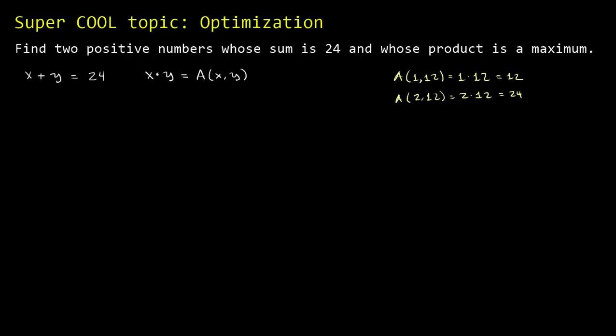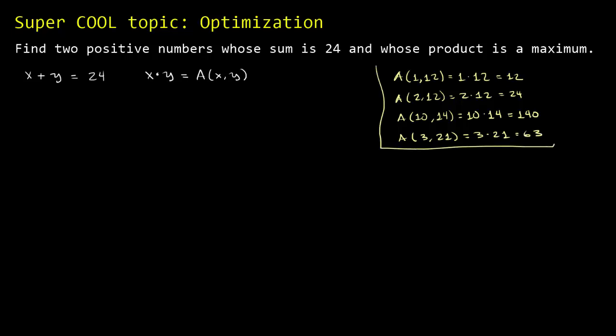Suppose I make 10 and 14. I will make, of course, 10 times 14. That will make 140. And let's pick another value. Let's make it 3 and 21, so 3 times 21. That will make 63. Well, I just picked random values for x and y to produce these scenarios.